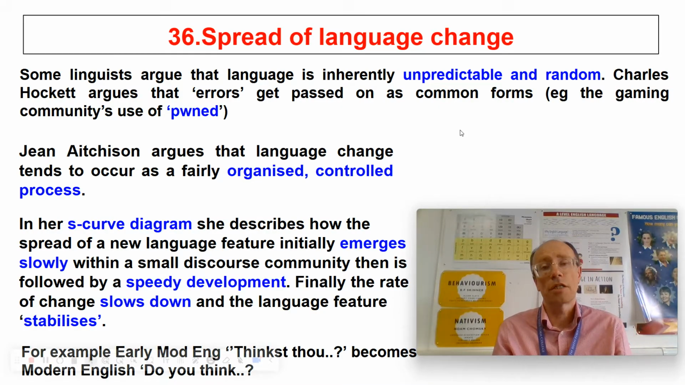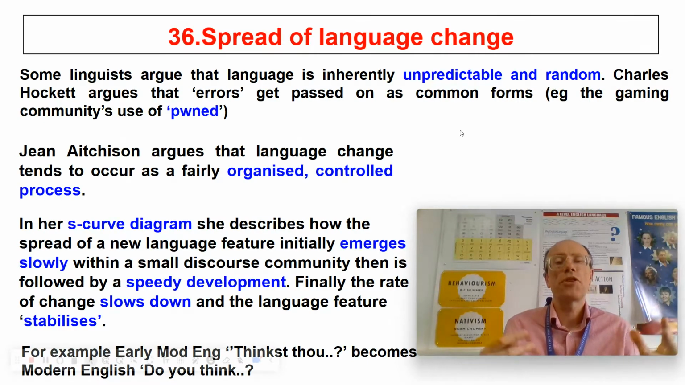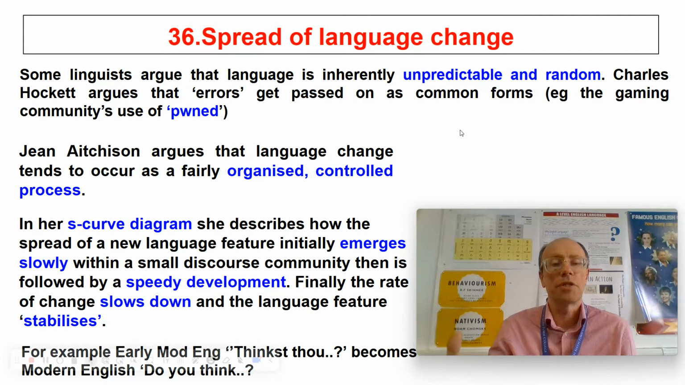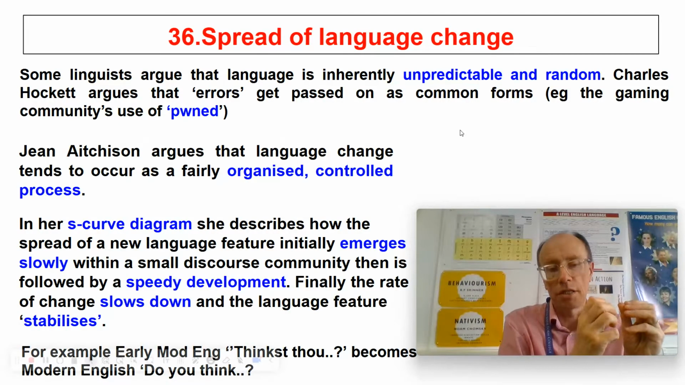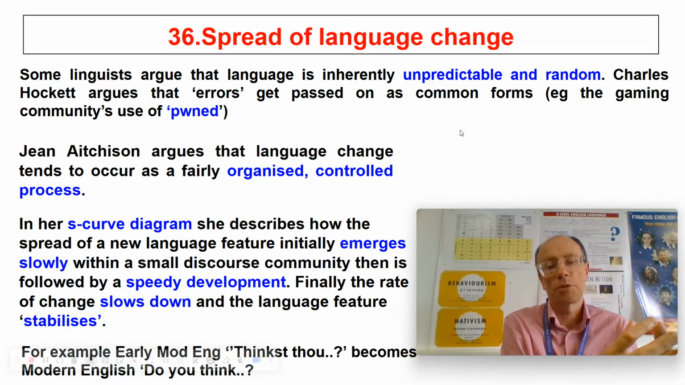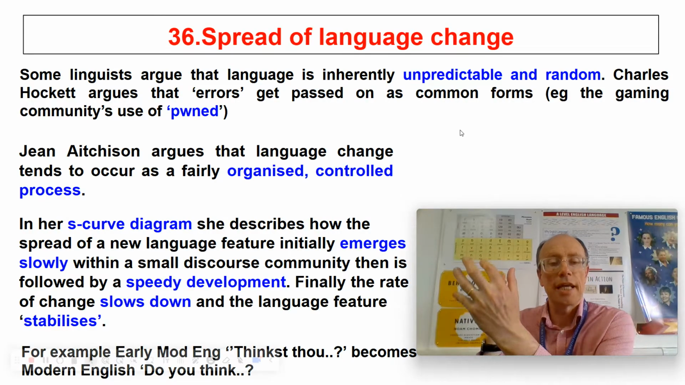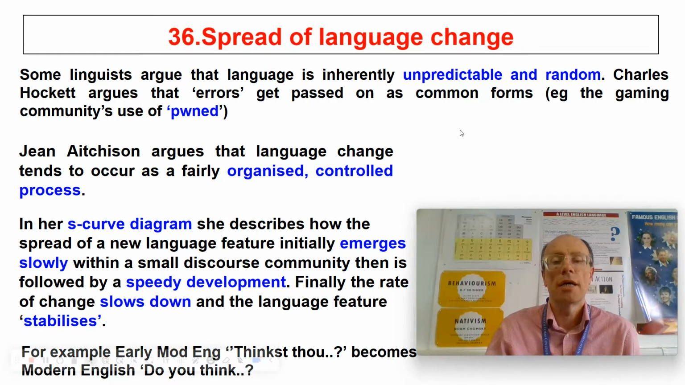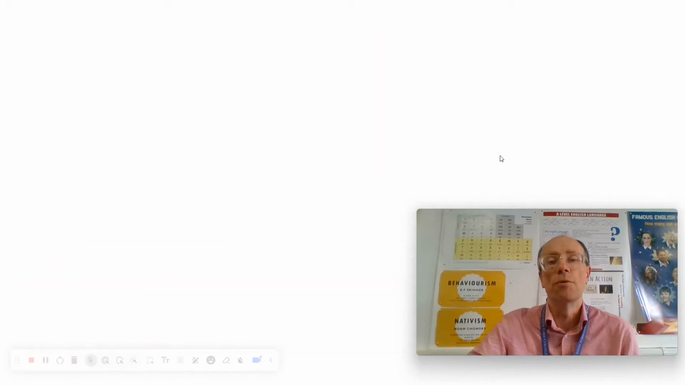Think, for example, of the construction of interrogatives. So if you are asking a question in Shakespeare's time, odds are that you're probably using this form, thinkest thou. So you're usually not using do. As we climb into modern English, do, being used as primary auxiliary verb here for forming a question, that becomes the commonplace form. So that's Jean Aitchison's S-curve diagram, where you've got a feature that just emerges quite slowly from a small discourse community. Finally, it takes off, and then it stabilizes and becomes the standard form.